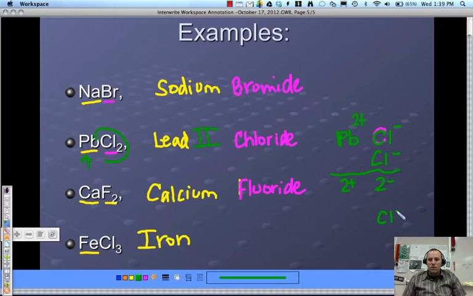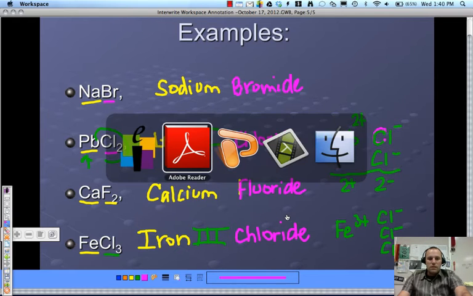Well, we had 3 chlorines, right? Cl3, 3 chlorines. So that means if we only had 1 iron, it had to be 3 plus. So that means that our Roman numeral is 3. Roman numeral 3. 1, 2, 3. Okay, and then you just finish it out. Cl is chloride.